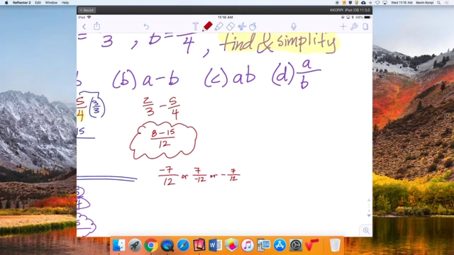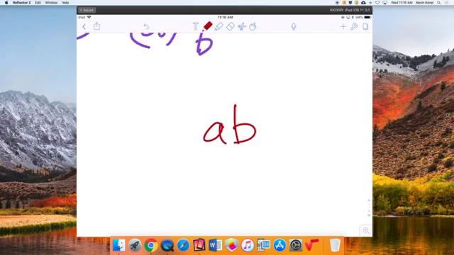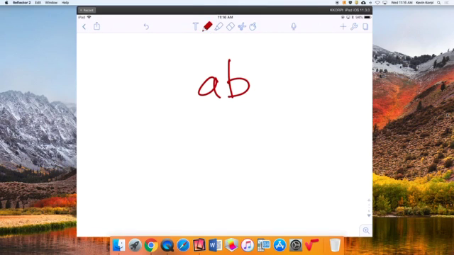Okay, so the next one. See, I'm going to come over here where I have some room. So ab, right? In a math context, what are we doing with A and B? What operation? Multiply, right? It's implied that they're being multiplied. Sometimes there is a little dot in between there to emphasize the multiplication, but you know that if you have two variables written side by side with no symbol, it's implied multiplication.